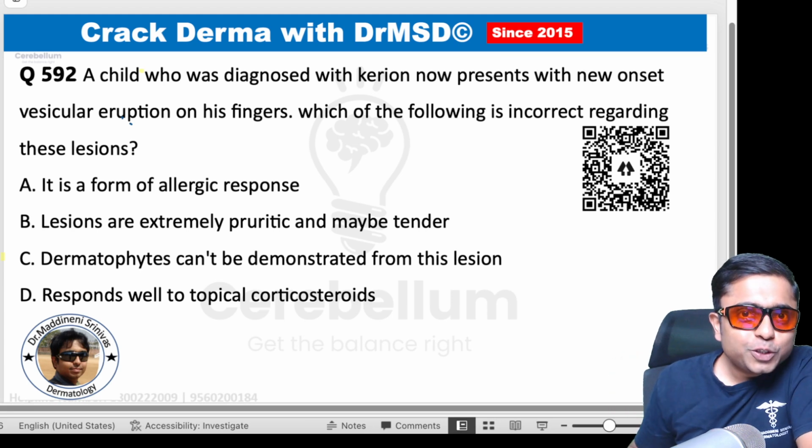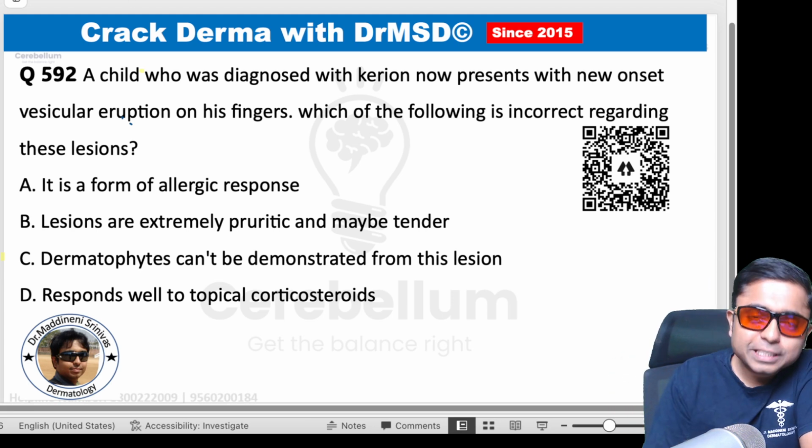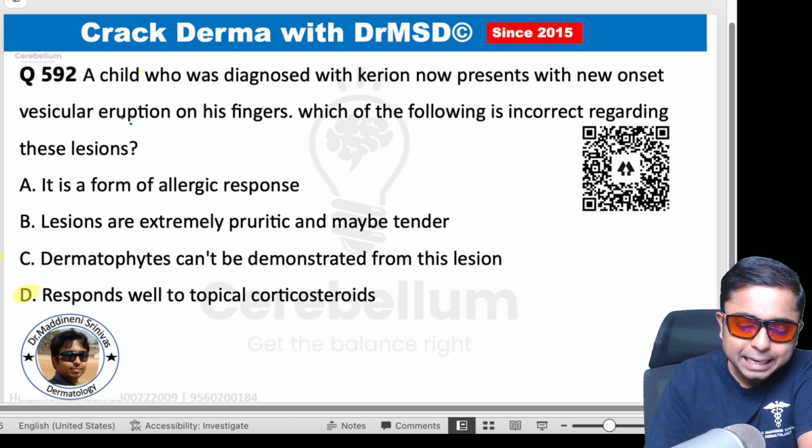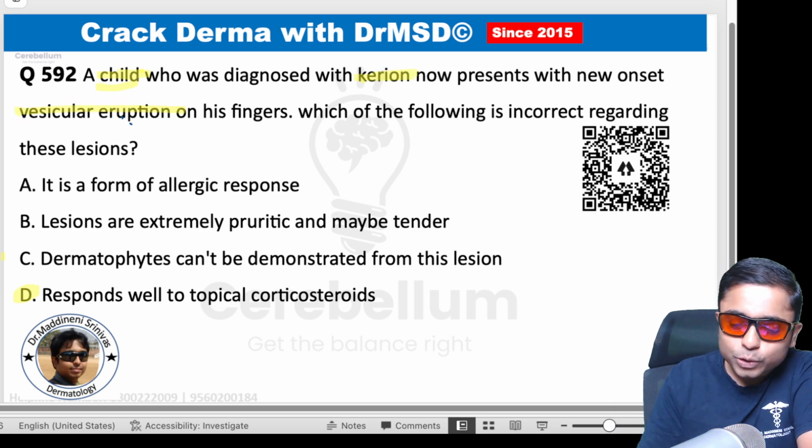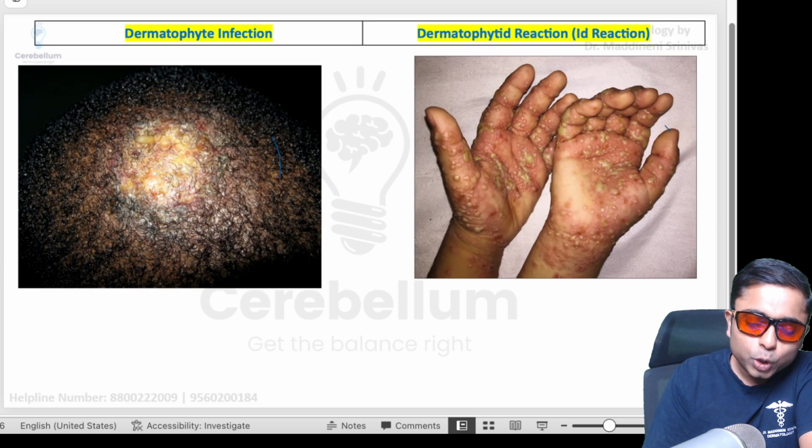Hello wonderful students. So if you have thought of the answer for this question as option D, you are absolutely correct. You need to understand the examiner is mentioning that a child is having chorion and there is a new onset vesicular eruption on the fingers. So you need to identify the incorrect statement. There are two entities here.